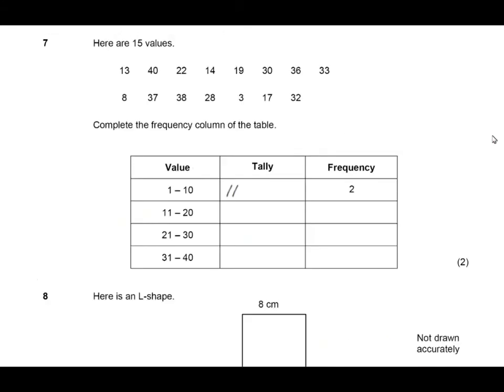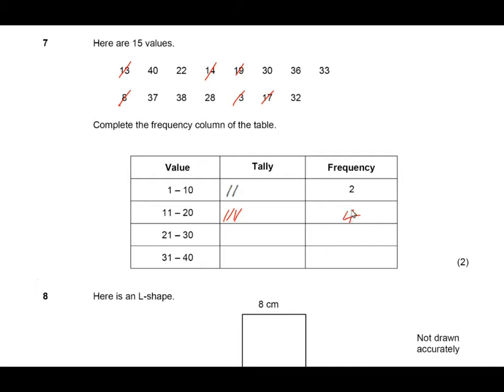Question 7. Here are 15 values. Complete the frequency column of the table. So the values of 1 to 10 have already been done for you, and there were 2 of them. So now let's look for values between 11 and 20. And there are 4 of those.